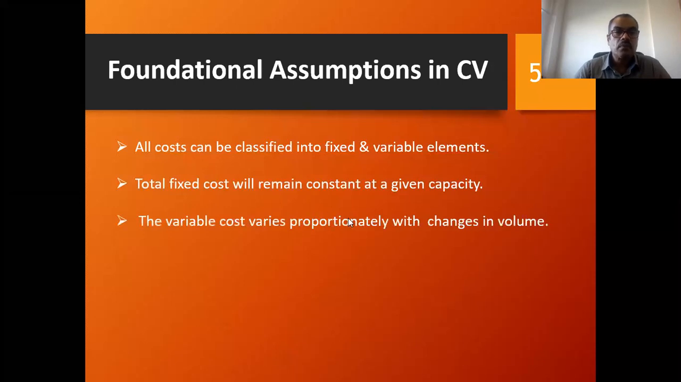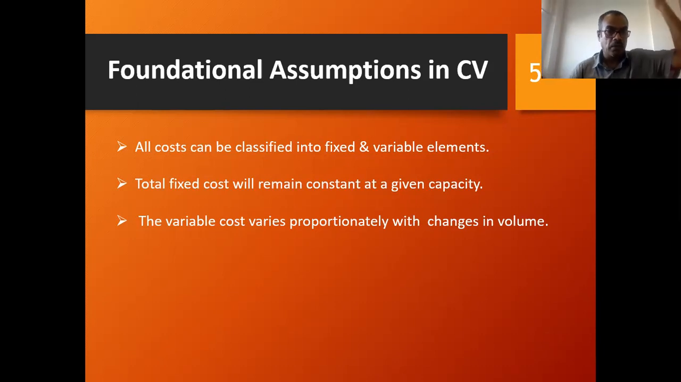Next assumption: variable cost varies proportionately with changes in volume. Variable cost changes in proportion to the changes in volume, what we call propensity to change in volume. You may have heard about this in economics. In other words, when the volume changes, the units of variable cost go up, increasing in a positive relationship.